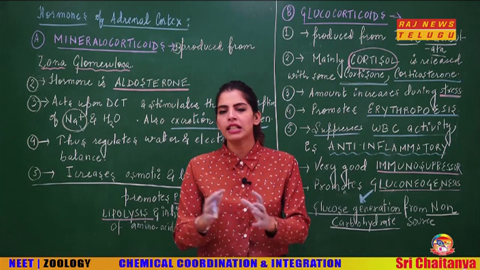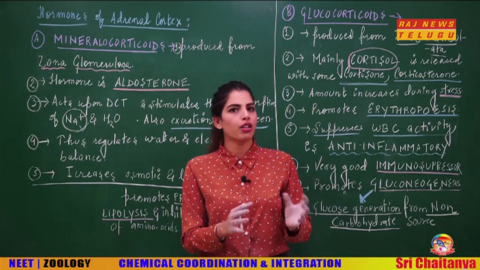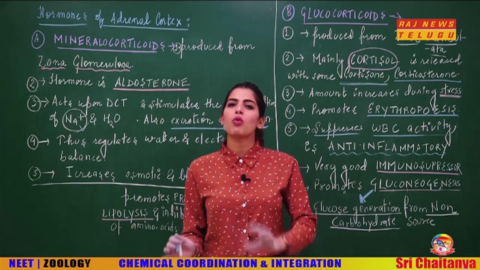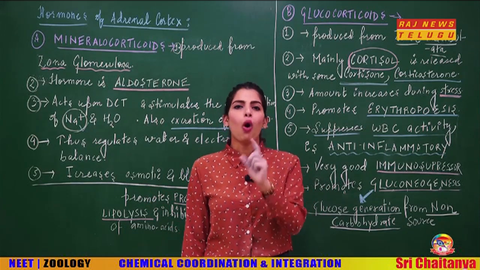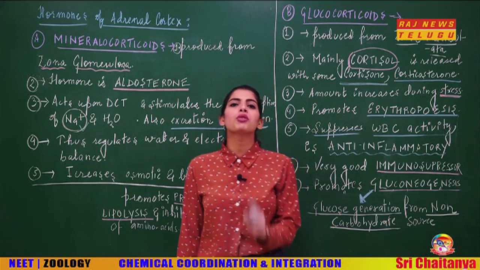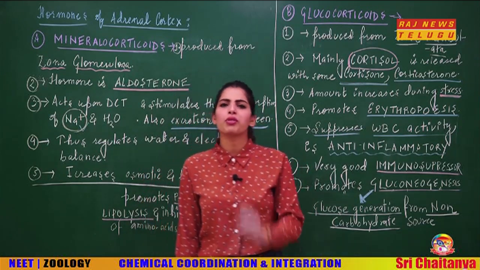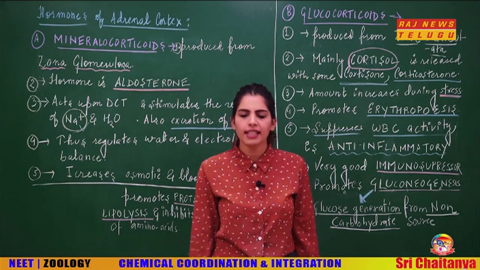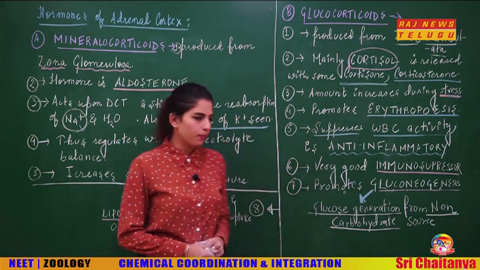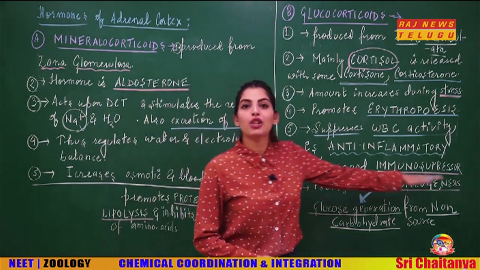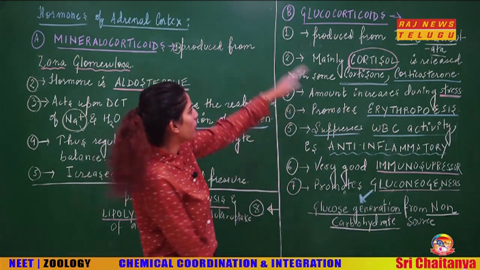And if you don't want any kind of rejection, obviously you're going to match everything and then you're going to transplant. That is fine. But to suppress the unwanted immune responses, you often give the person an immunosuppressor. And cortisol is a very good immunosuppressor which can suppress the immune system. Now, it promotes gluconeogenesis.